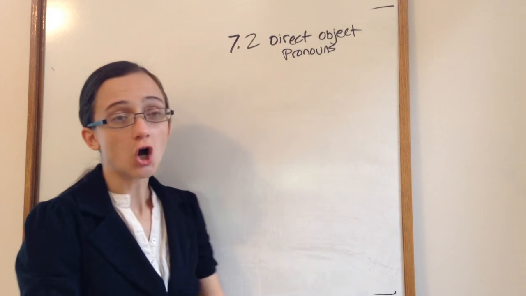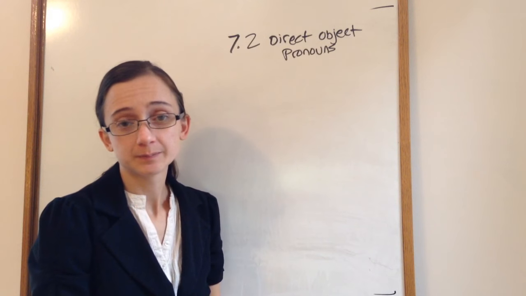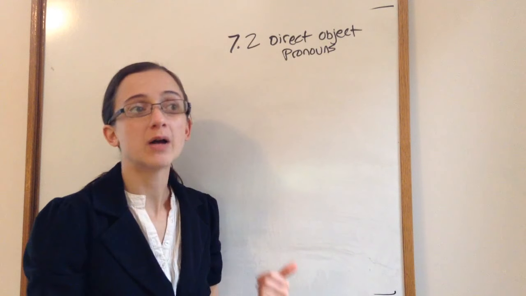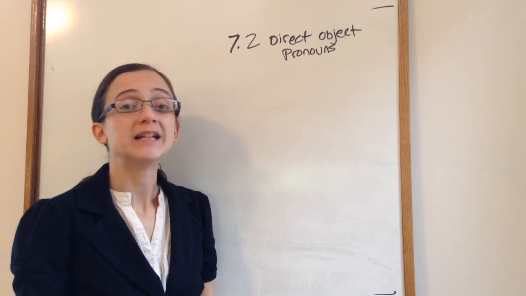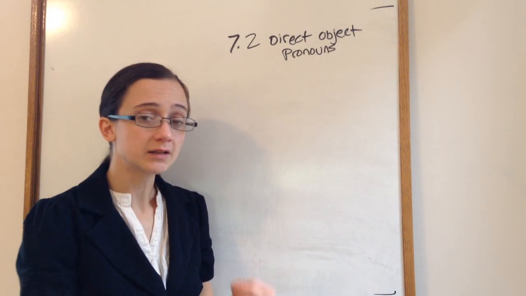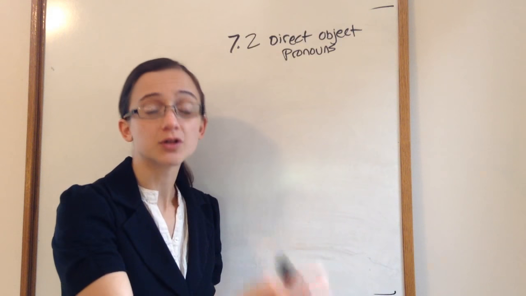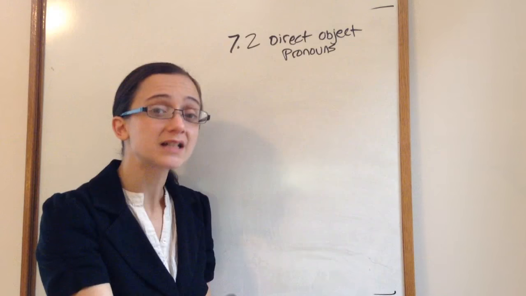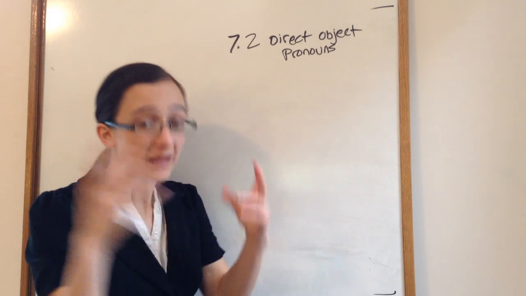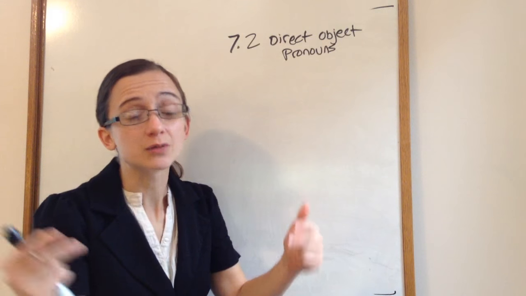How about the dog ate the paper? The subject is the dog. The dog is what's doing the eating. But what is being eaten? That is the paper. The dog ate, there's our verb, the paper. So the paper is the direct object of that verb. It is the answer to the question what when you see the verb.